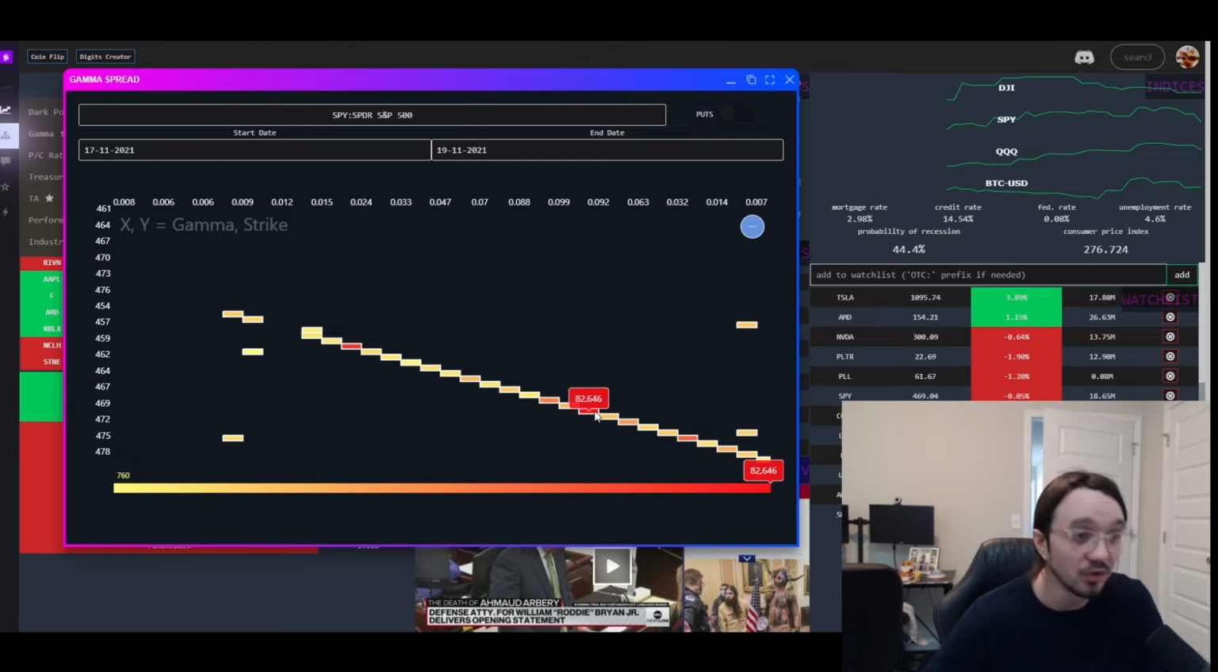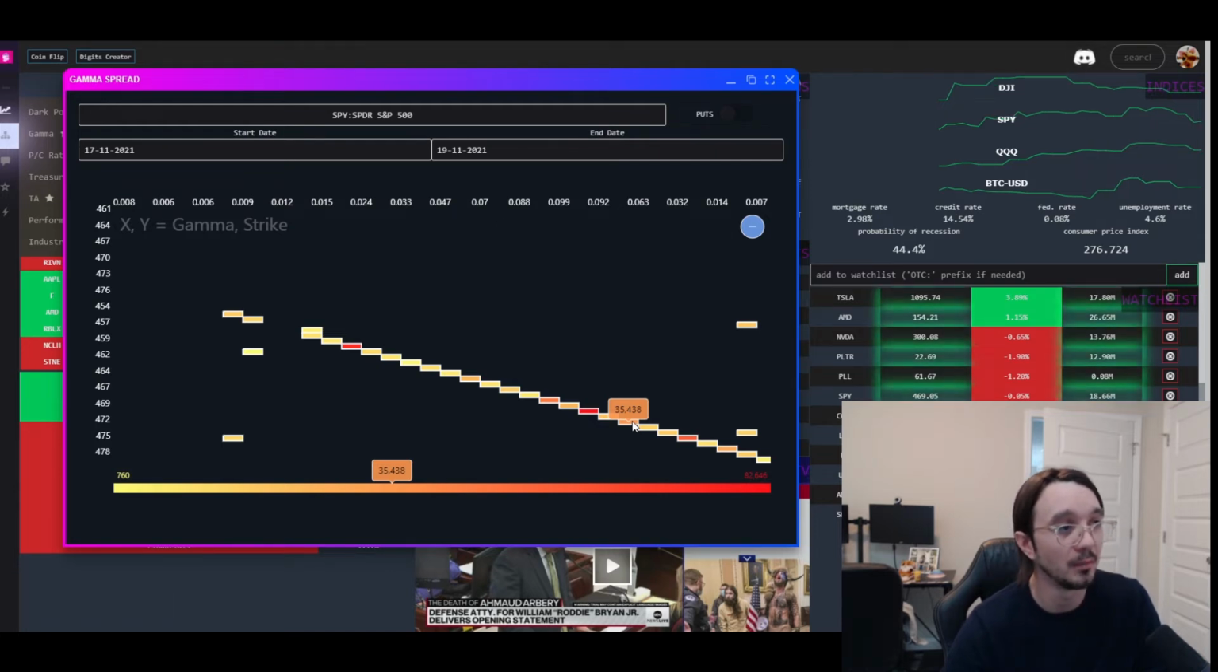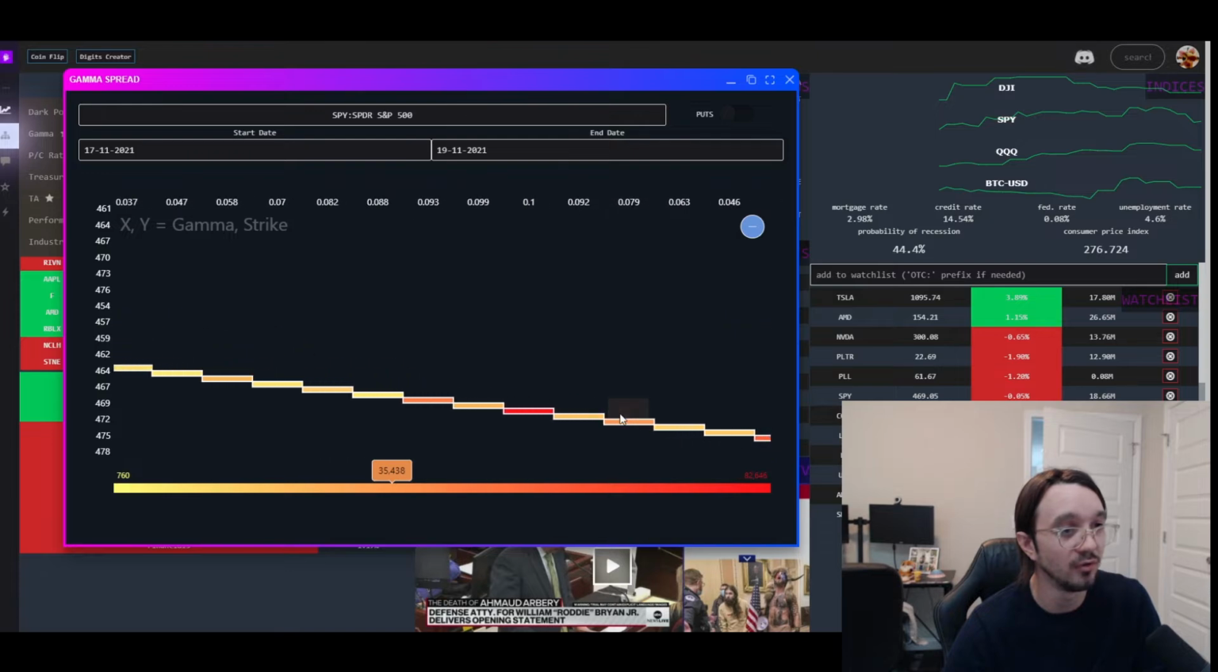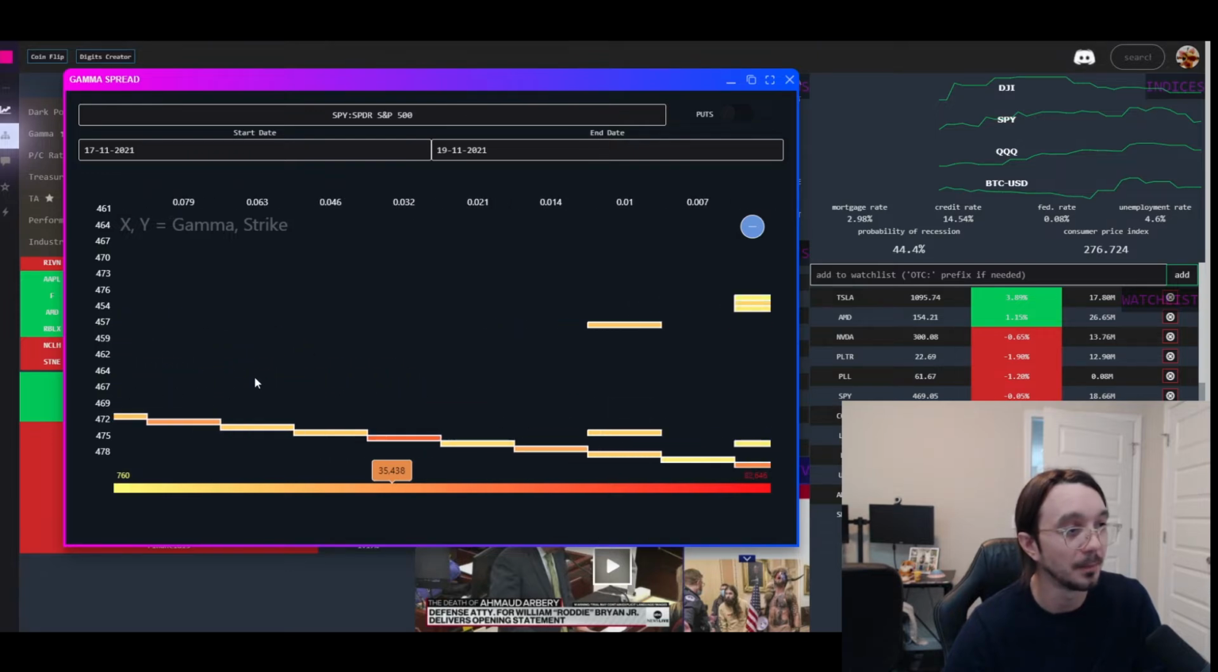And so let's take a look at what some other strikes are. So we have about one, or 2/5 as many, roughly speaking, on about 472, it looks like. Let's go ahead and check. Yep.